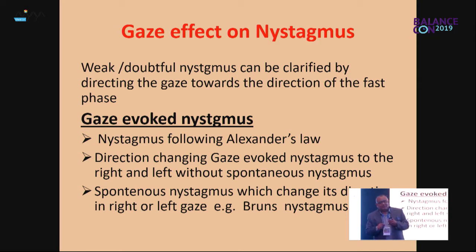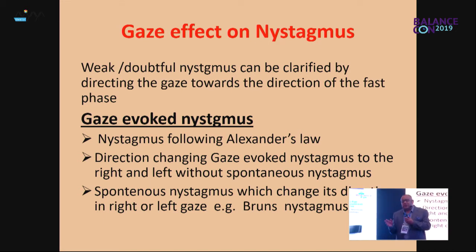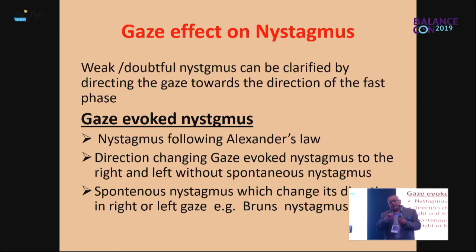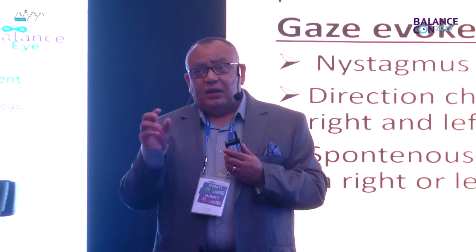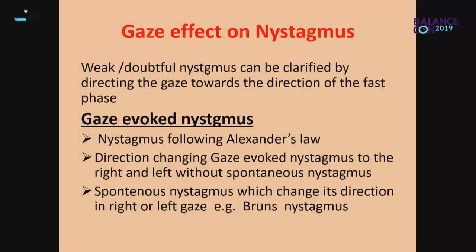And I give you a secret. Whenever you have a doubtful nystagmus, in a certain position you have a few beats of weak right-beating nystagmus. So what do you do to be sure if it's a real nystagmus? Simply ask the patient to look to the right. Asking the patient in the same position to direct the gaze to the right really makes the nystagmus clear. So if you don't know whether this is some saccadic oscillation or a real nystagmus, just ask the patient to direct the gaze to the direction of the fast phase. If it's a true nystagmus, it will become more robust and more clear.